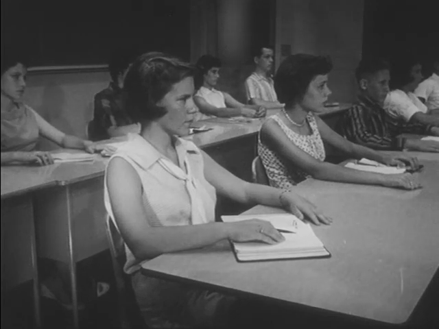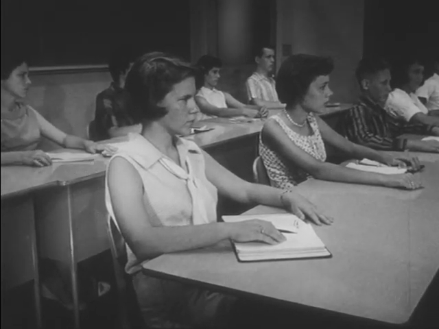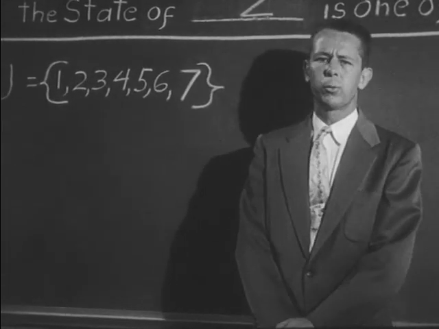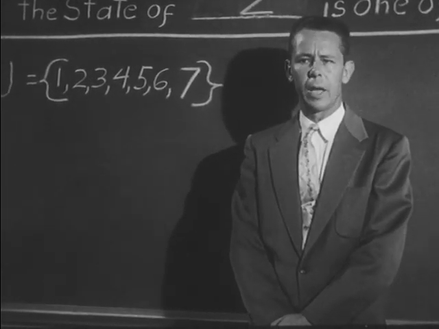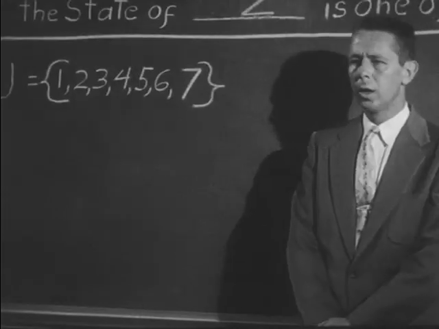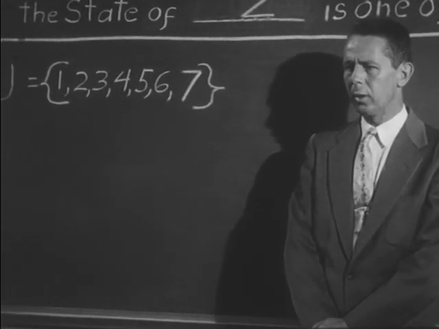If my universe or replacement set is the numbers 1, 2, 3, 4, 5, 6, and 7, it represents everything, every member that we can use. Could I talk about an 8? No, it's outside the universe. Janice has the idea, all right. Now here's an open sentence for you with one variable.